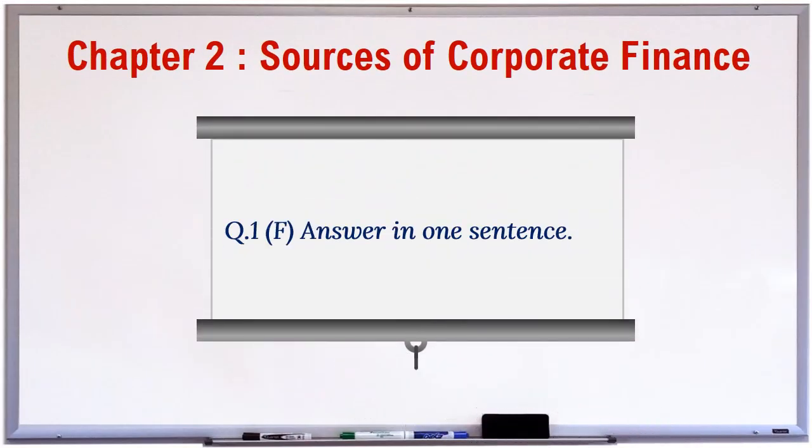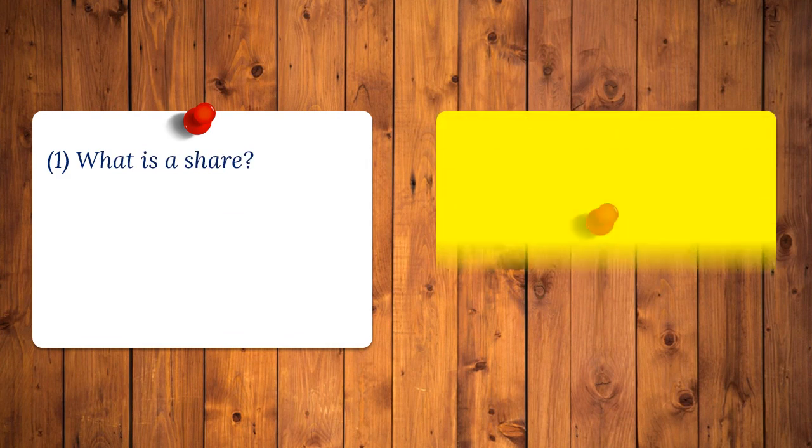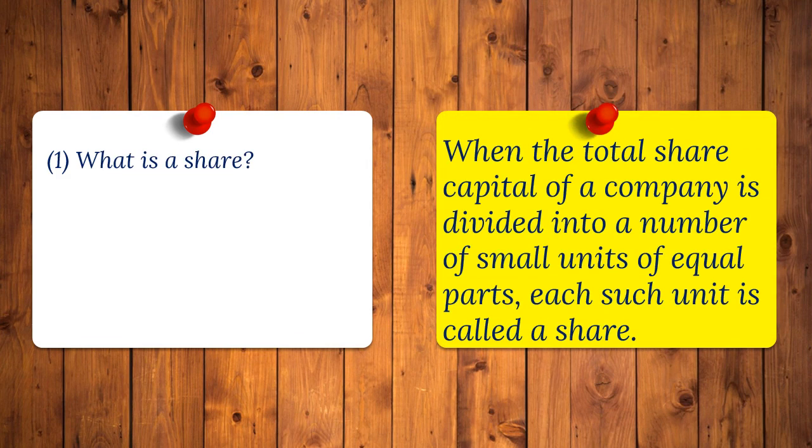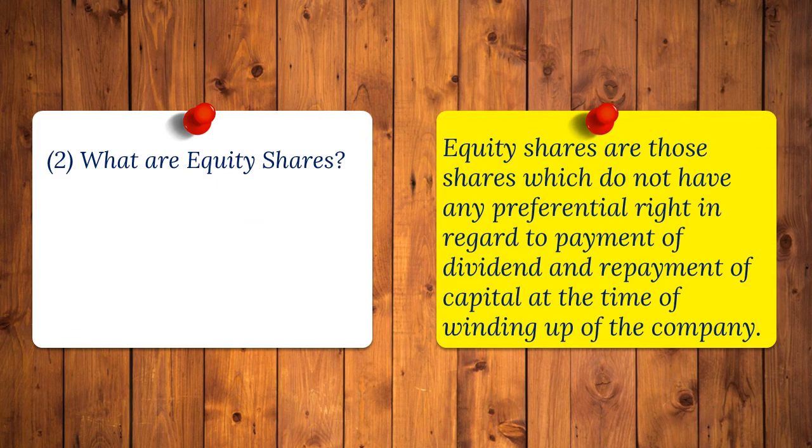Question 1. F. Answer in one sentence. 1. What is a share? Answer. When the total share capital of a company is divided into a number of small units of equal parts, each such unit is called a share. 2. What are equity shares? Answer. Equity shares are those shares which do not have any preferential right in regard to payment of dividend and repayment of capital at the time of winding up of the company.